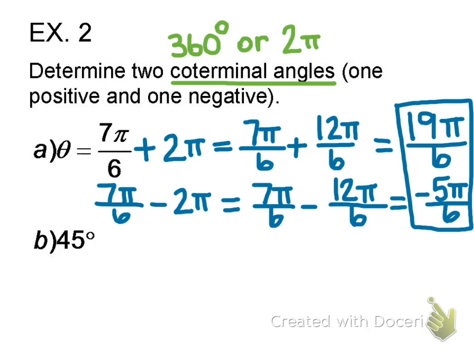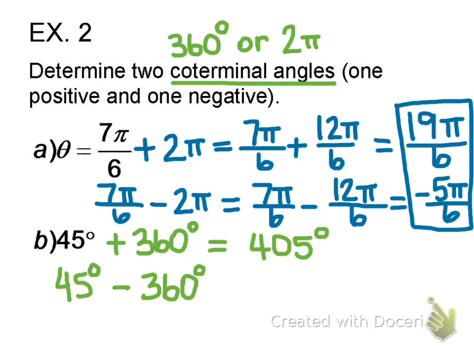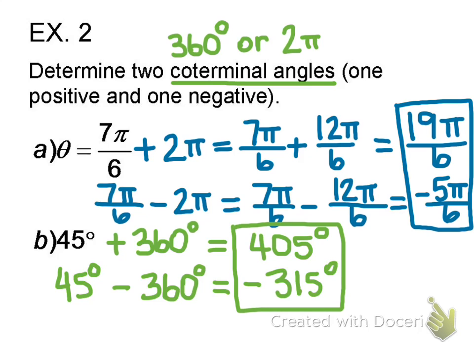Okay, now with degrees, it's much easier. We know that coterminal angles add and subtract 360. So we're going to take 45 and add 360 to it. So 45 plus 360 is going to be 405 degrees. Then we're going to take 45 and subtract 360. So 45 minus 360 is going to give us negative 315 degrees. Both of these are coterminal with 45. They have initial and terminal sides that are the same.